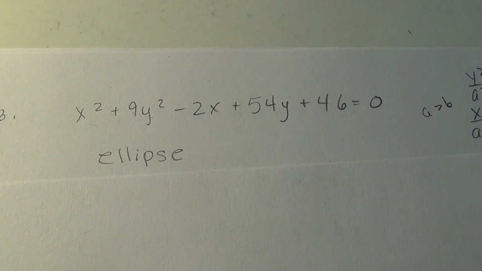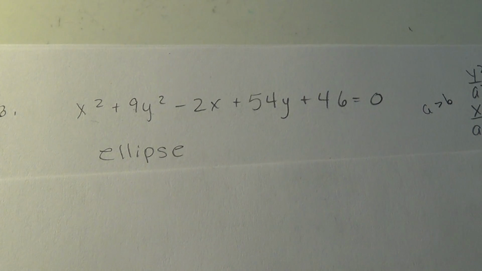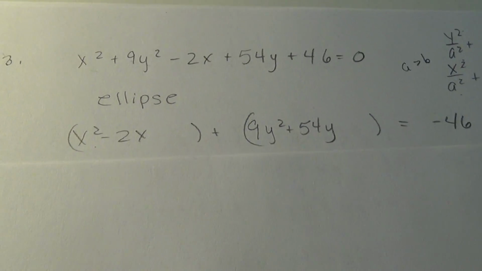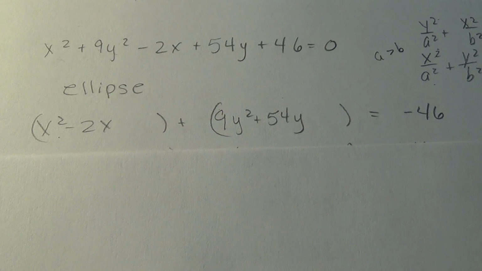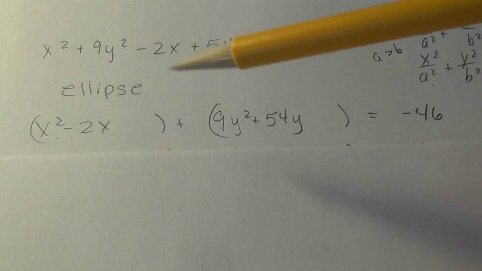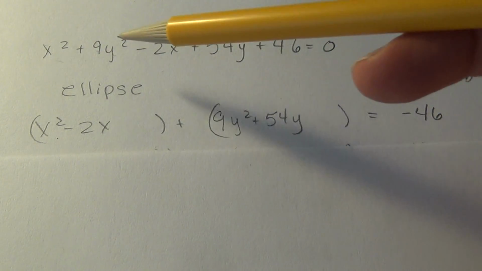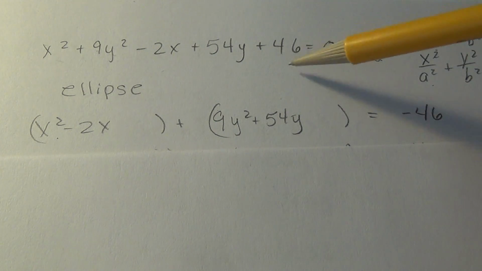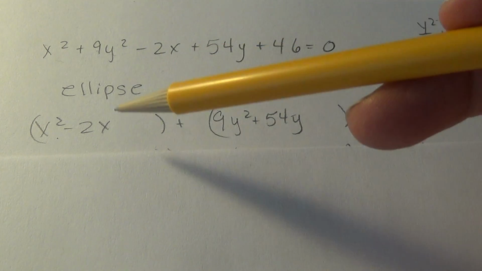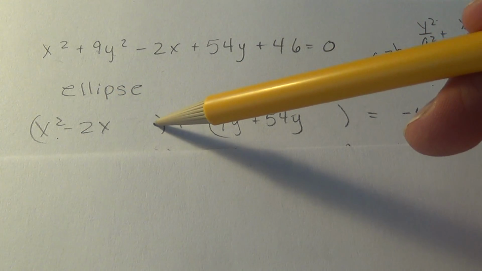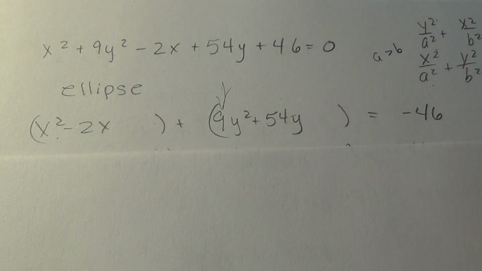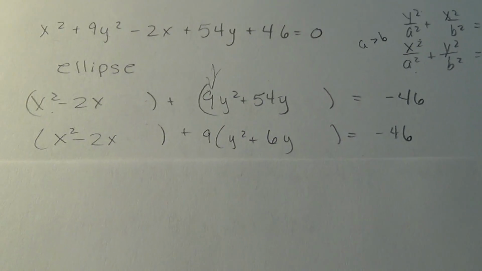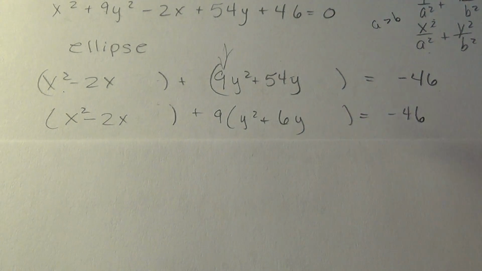Gather your x and gather your y, and put the constant on the other side. Alright, I think I did it right this time. Shocker. Alright, x's gathered, y's gathered, constant over here. We're about ready to complete the square here, but here we have to factor out this 9. And now we are ready to complete the square.